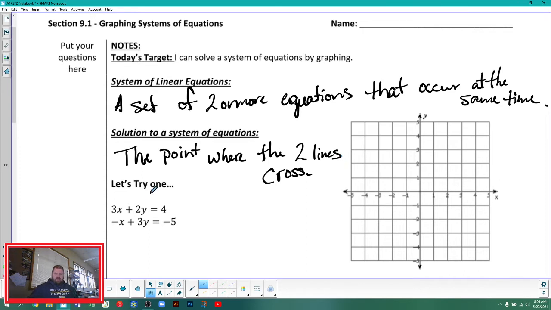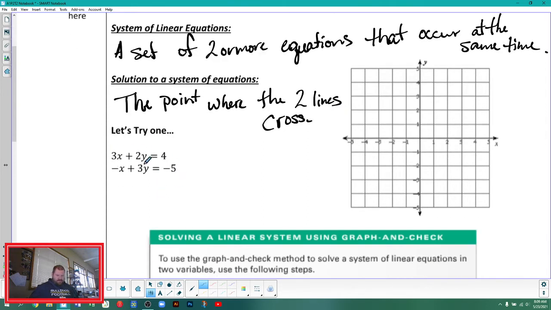Let's go ahead and try this first one. Now these ones are both in standard form, so I'm going to think about the cover-up method. For the first one, I have 2y equals 4, which tells me that y is 2. Y-intercept is 2. And on the second one, 3x equals 4, which means the x-intercept is 4/3, so about 1 1/3, somewhere in there.